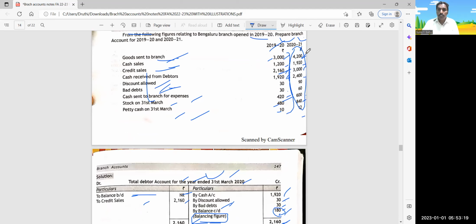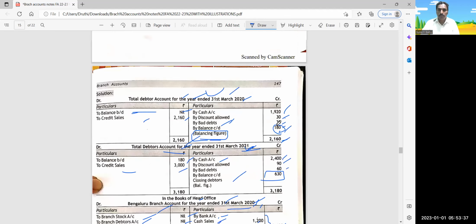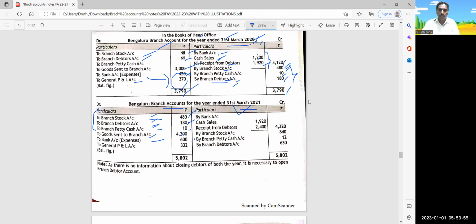Okay, now goods sent to branch is how much? 4,200. See, in 2021, opening stock, opening debtors, opening petty cash have been written from the previous year. Now goods sent 4,200. So expenses 600. See here, how much expenses are they sending? 600 rupees cash sent to branch for expenses. Then there is, okay, cash sales in 2021, 1,920, and cash received from customers 2,400. So both have been credited here. See, 1,920, 2,400, total 4,320.